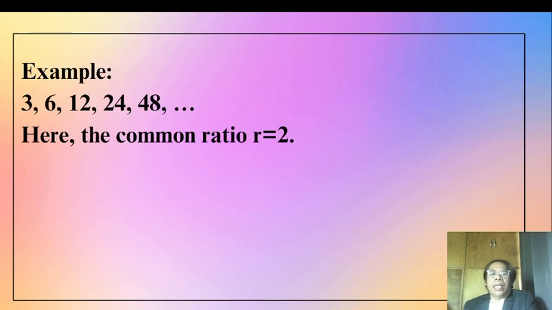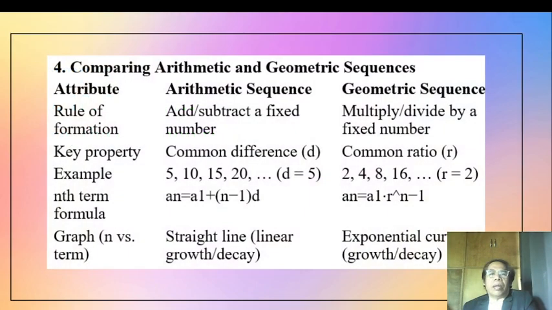Example: 3, 6, 12, 24, 48. Here, the common ratio is 2. 6 divided by 3 is 2. 12 divided by 6 is 2. 24 divided by 12 is 2. 48 divided by 24 is 2. So, there is a fixed number, and that fixed number is called the common ratio.